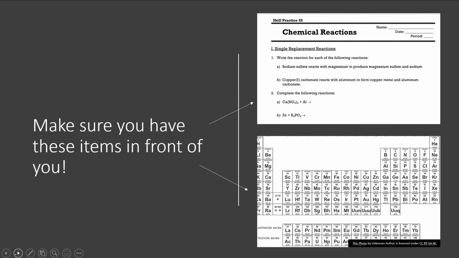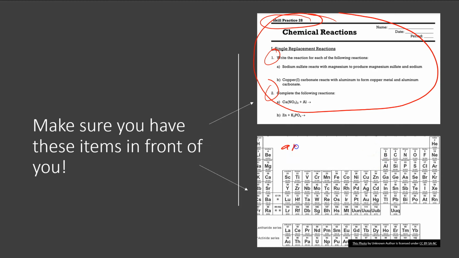What I need you guys to have in front of you for this tutorial, you guys should have a copy of ChemQuest number 28. We're going to focus in on that back page, that skill practice, numbers 1 and 2, right? But in order to be able to do those, you need to have your periodic table. Hopefully, that is that annotated periodic table that you guys have been adding your own twist and information to throughout the year.